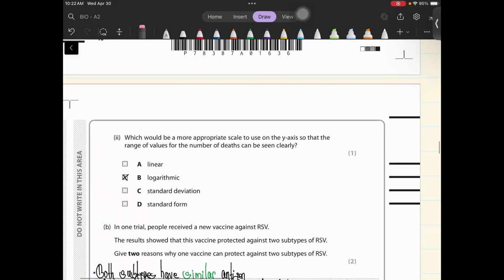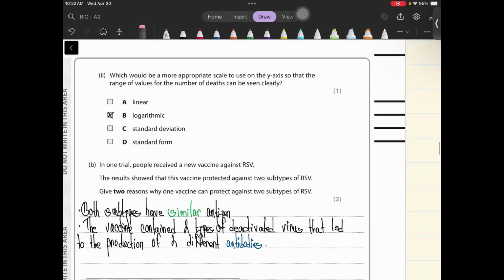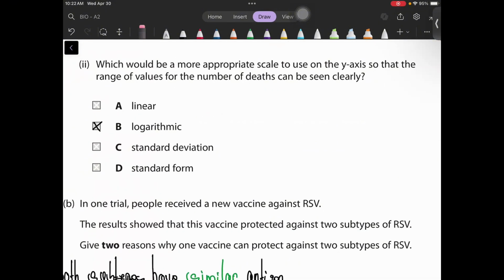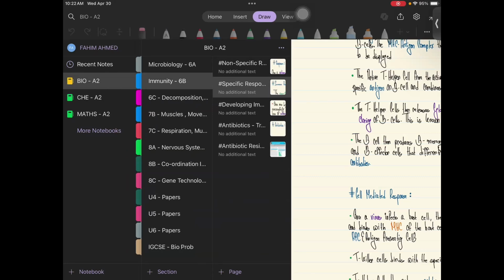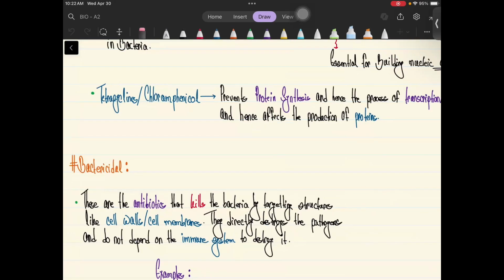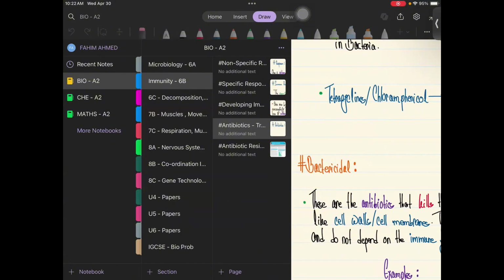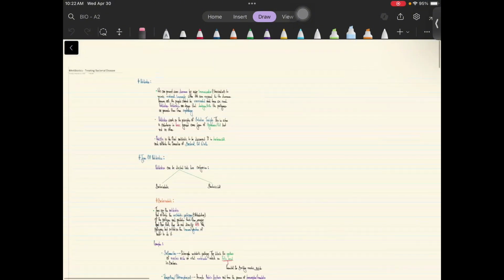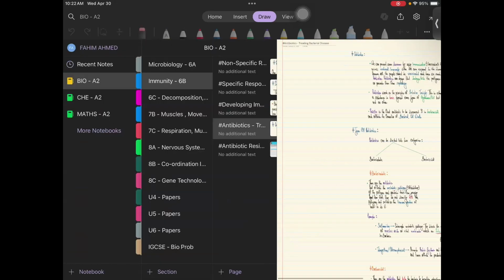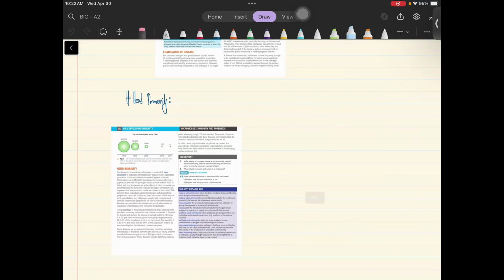It said that in one trial, people received new vaccines against RSV. The results showed that the vaccines protected against two subtypes of RSV. Give two reasons why one vaccine protected against two types of RSV. So let's just get into vaccines for a bit. Antibiotic resistance. What is developing? So let's just get into antibiotics for a bit. Give me a moment.